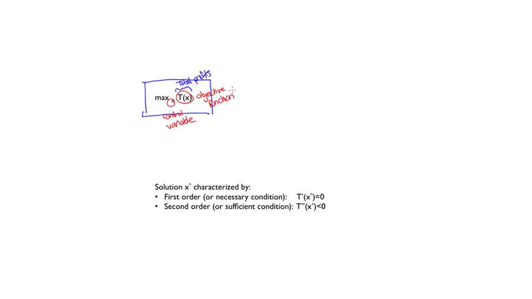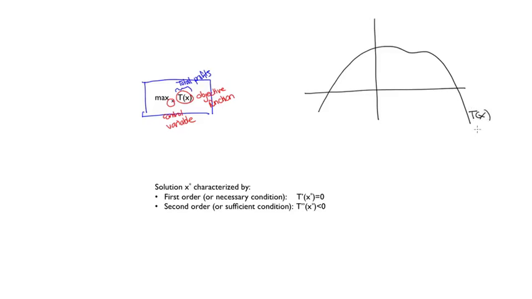Using this terminology, the goal of a maximization problem is to select the level of the control variable that generates the maximum value of the objective function. To provide some intuition, consider a graphical representation of the problem. We have some sort of function, let's say something that looks like this. This is the function t of x. And what we're trying to do is find the level of x on this axis that provides the maximum level of the function. In this graphical representation, this will be this level.